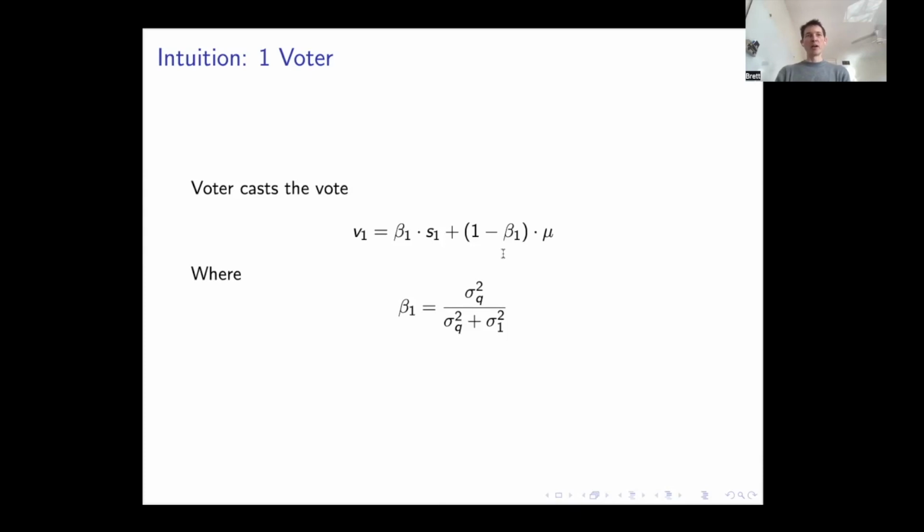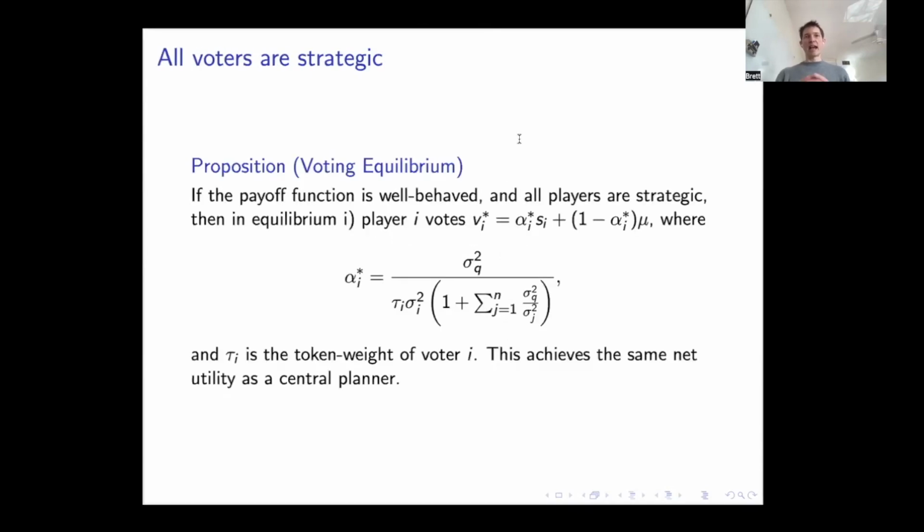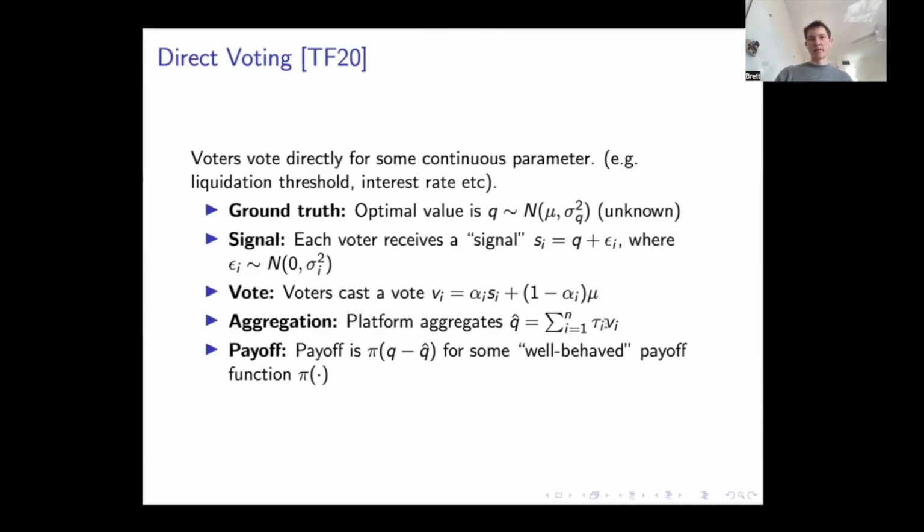And so this is pretty easy to show, and it actually carries through almost exactly to the N voter case. And you can show that all the voters should essentially weight their signal more as their prior uncertainty gets bigger, and then sort of normalized by the uncertainty of all the people. But the interesting thing that happens here is that this tau I is the weighting function, like the stake weighting, or how you aggregate people's votes.